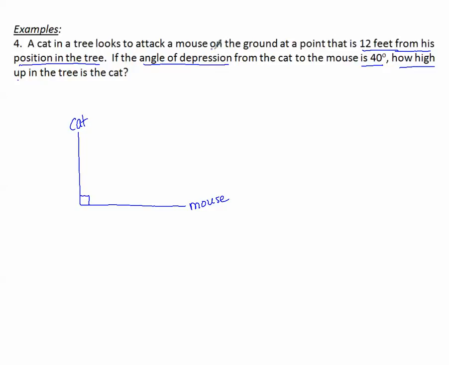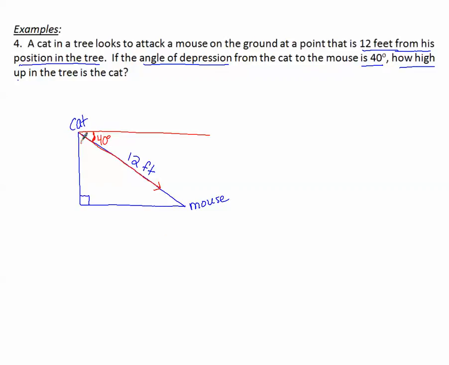The cat looks to attack a mouse that is a point 12 feet from his position in the tree. So from the cat to the mouse is 12 feet. The angle of depression from the cat to the mouse is 40 degrees. So that means from the cat, we start by drawing a horizontal line from the cat, and then where the cat would be looking, which is down towards the mouse. That angle is the angle that is 40 degrees.